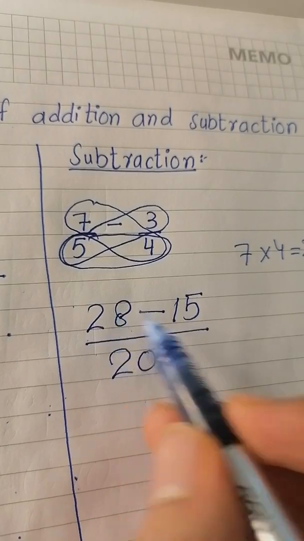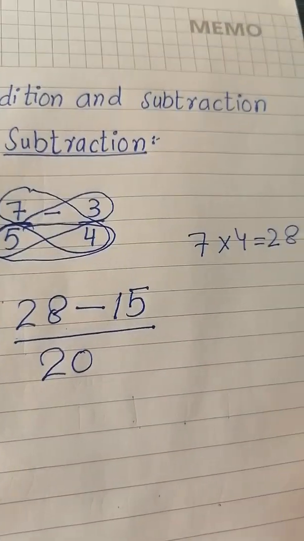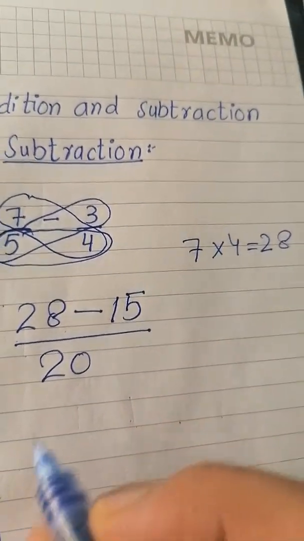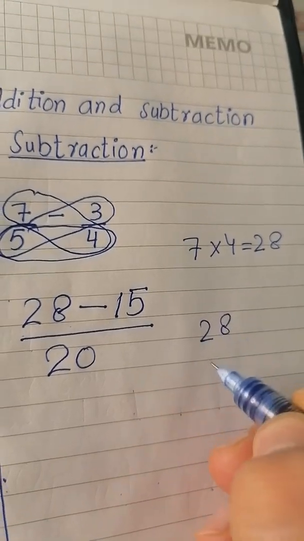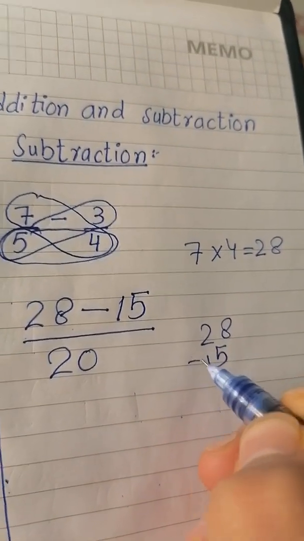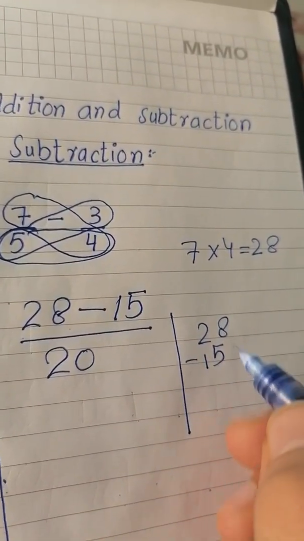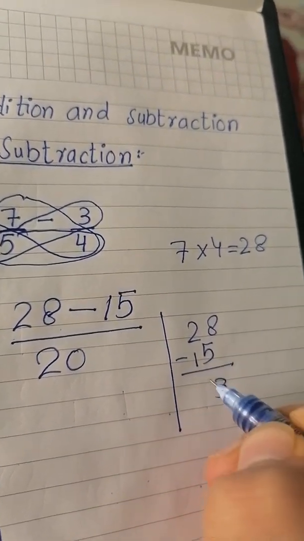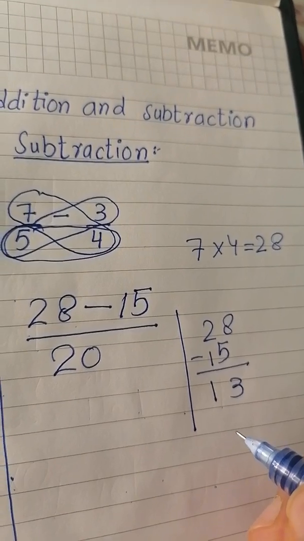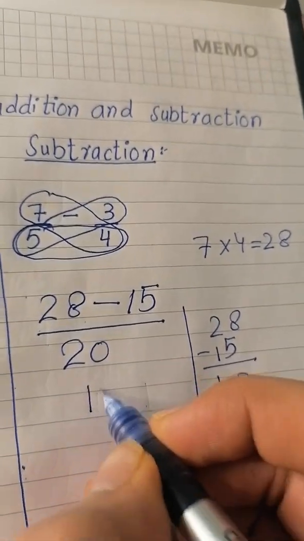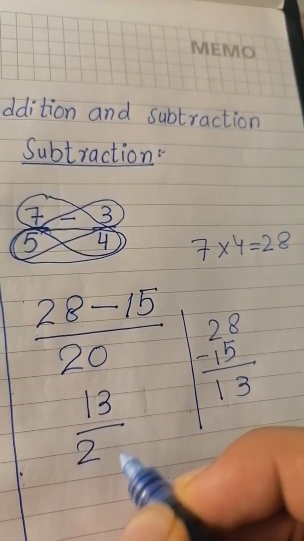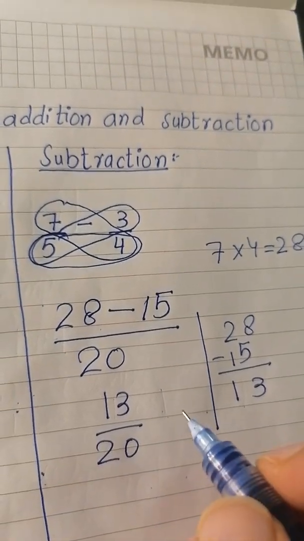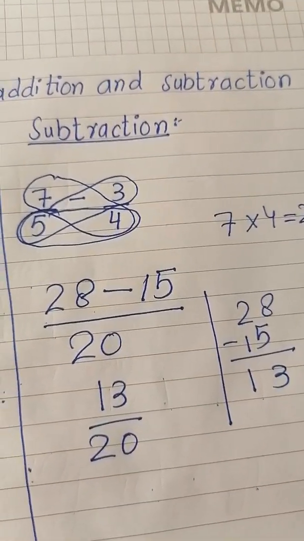Now we have subtraction here, so do subtraction. It's easy, you can do it mentally, or if you want fewer mistakes, you can do it on the side. 8 minus 5, and 2 minus 1, so we got 13 divided by 20. So this question was of subtraction.